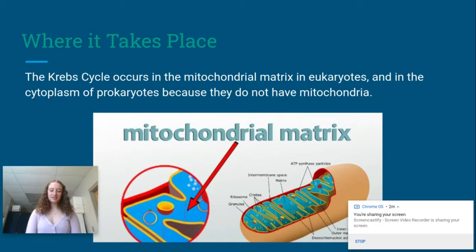Okay, the Krebs cycle occurs in the mitochondrial matrix, which is the space within the inner membrane in eukaryotes. And then in prokaryotes, the Krebs cycle occurs in the cytoplasm because they don't have mitochondria.